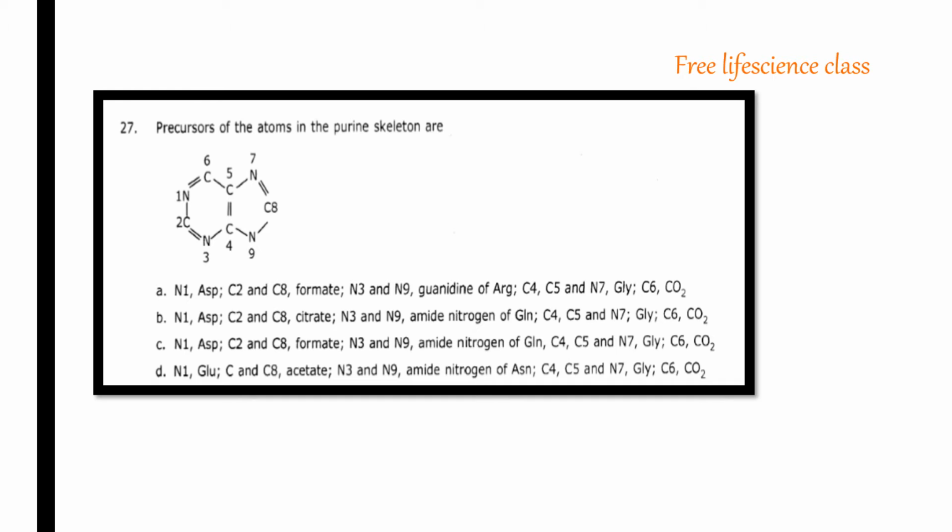So they have asked to find out the precursors, and the options given are: N1 amine group from aspartate, C2 and C8 from formate, N3 and N9 from guanidine of arginine, and C4, C5 and N7 from glycine, C6 from carbon dioxide. The second option is N1 from aspartate, the third option again N1 from aspartate, and the fourth option is different, that is N1 from glutamate. So if you know any one of the precursors, you can answer the question.